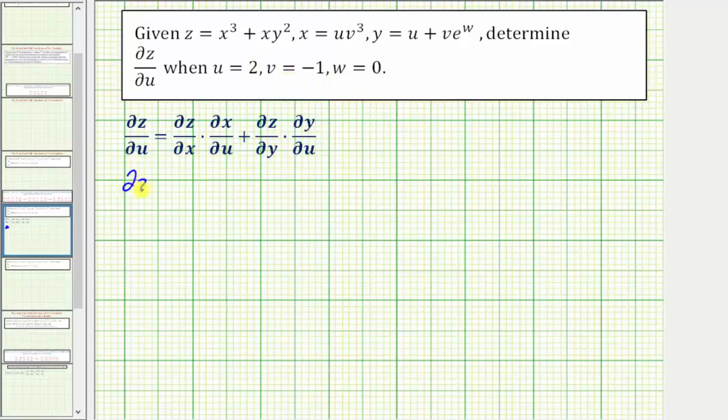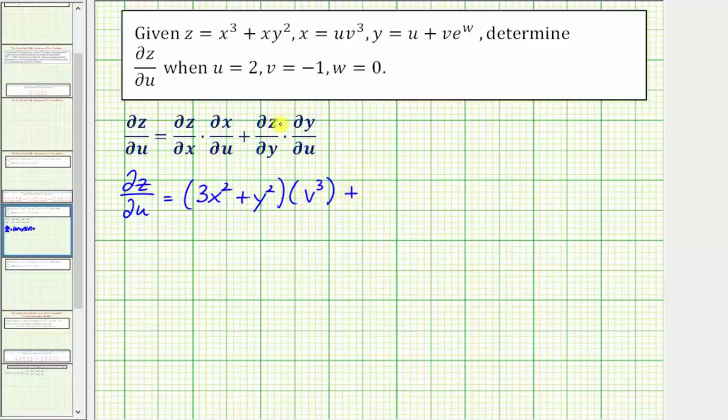So the partial of z with respect to u is equal to the partial of z with respect to x. So we'll differentiate z with respect to x, treating y as a constant. So we would have 3x squared plus y squared. Again, we're treating y as a constant as we differentiate with respect to x. And then we have times the partial of x with respect to u. So here's x, we differentiate x with respect to u, treating v as a constant, and therefore we just have v cubed.